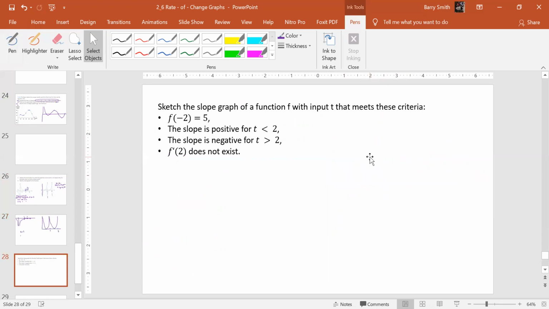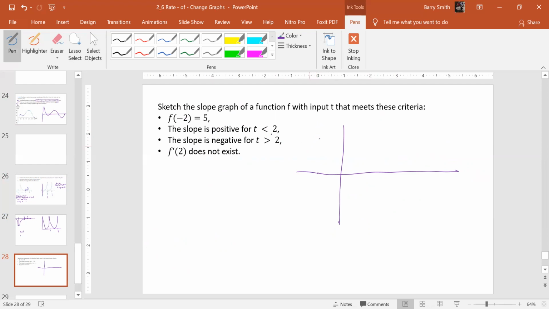All right, so now what do we have? We're supposed to sketch the slope graph. Okay, so what do we have? It looks like it's going to be mostly in kind of a combination again. So f of negative 2 is 5. So f of negative 2 is 5. So it's somewhere over here, and that's up here.